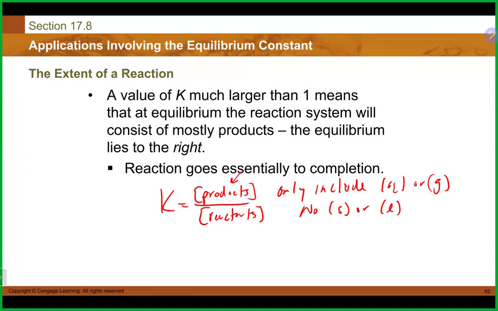And if you have a small value of K, that means that you would actually have more reactants when it reaches equilibrium. Mathematically, to get a small value, you would need a larger value on the bottom when you're dividing. A value of 1 is the dividing line, so anything above 1 is large. Anything less than 1 is considered a small value for K.